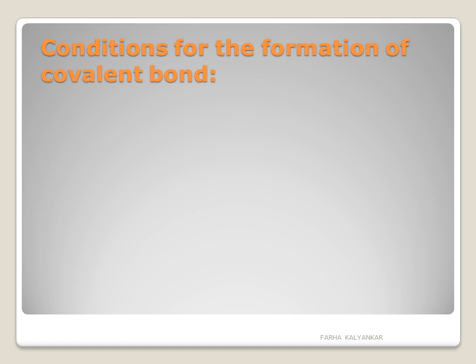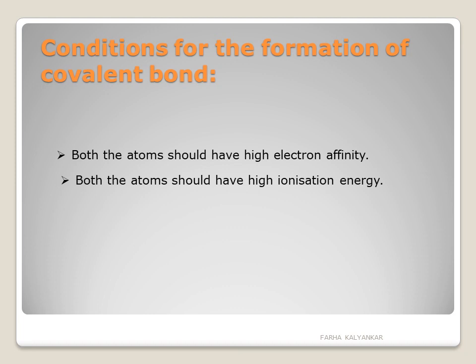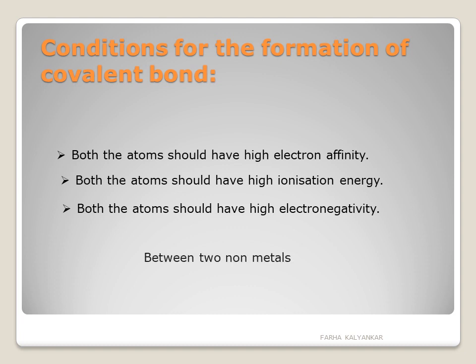Conditions for the formation of covalent bond. The first one is both the atoms should have high electron affinity so that both of them attract the shared pair of electrons equally. Second, both the atoms should have high ionization energy so that none of the atoms are able to give out or lose electrons. Third, both the atoms should have high electronegativity. Ultimately, a covalent bond is formed between two non-metals.